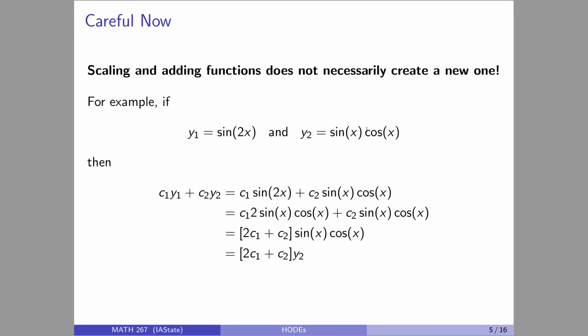So even though these look like very different functions, and they are different functions, an identity reveals to us that scaling and adding them isn't going to make anything new, right? If I were to scale and add these together, I'm just going to get a scalar multiple of y2. So I didn't really create a new solution. By superposition, I already knew y sub 2 times this scalar combination was going to be a solution. So scaling and adding them together didn't actually make any new solutions. So this leads us then to a definition that we have to make, right?